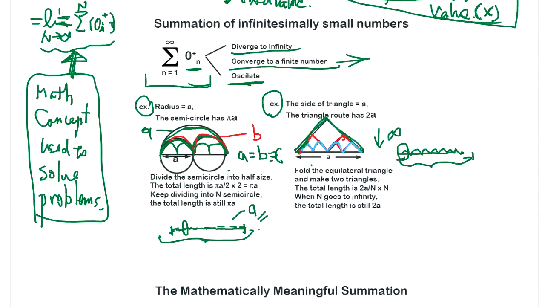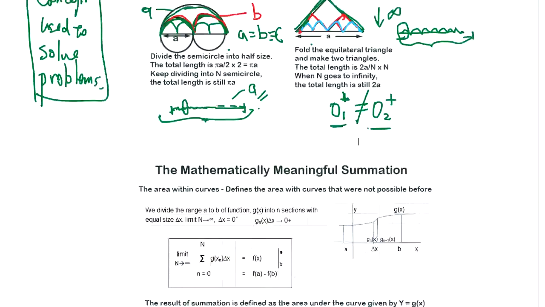So you cannot just assume that with infinitesimally small numbers, everything is the same. They are different, okay? Because the difference comes out when you add up an infinite number of times. Okay, so we have to be very careful handling this situation.